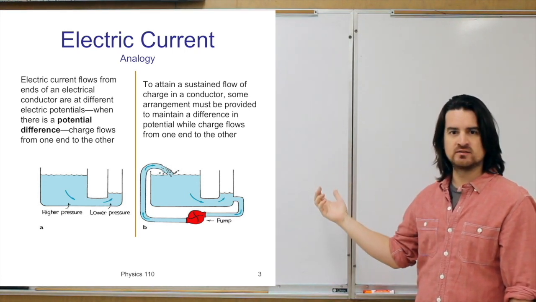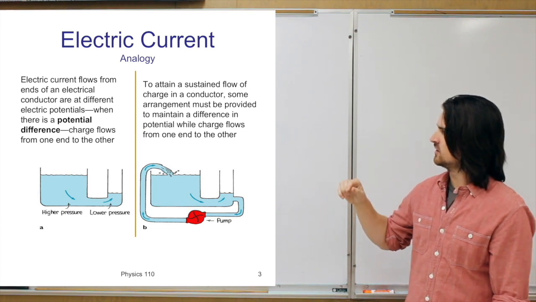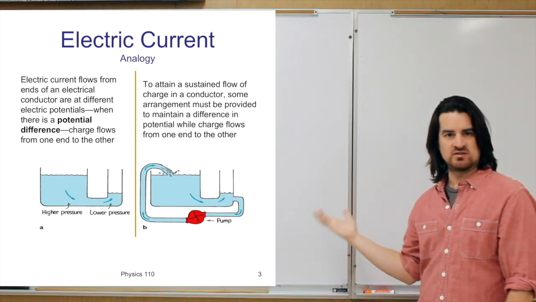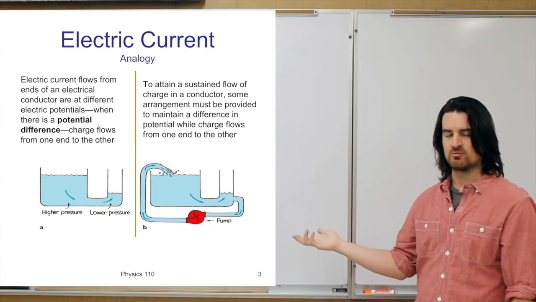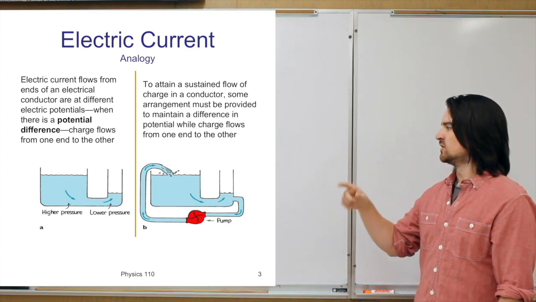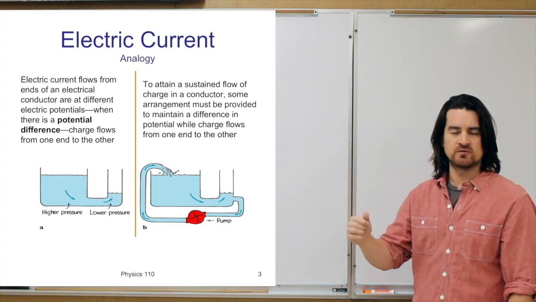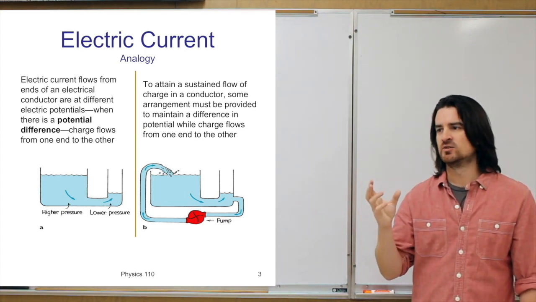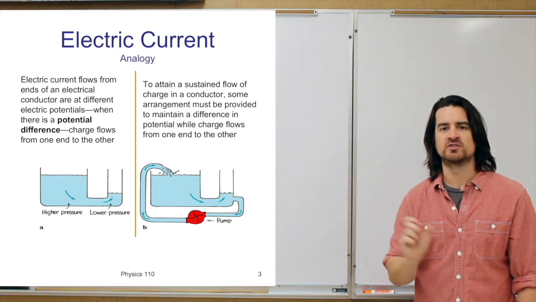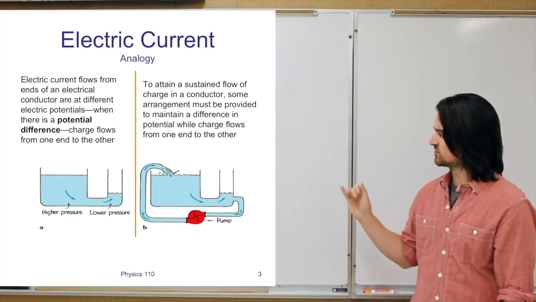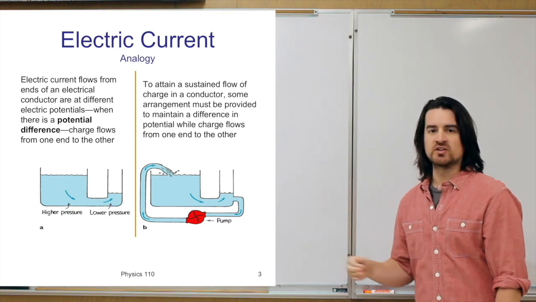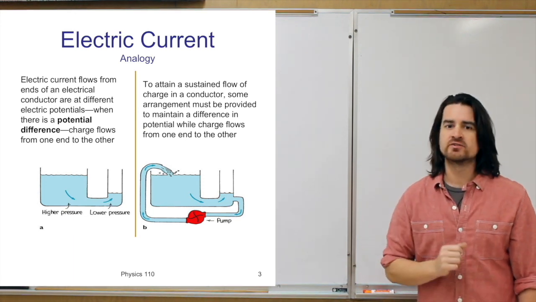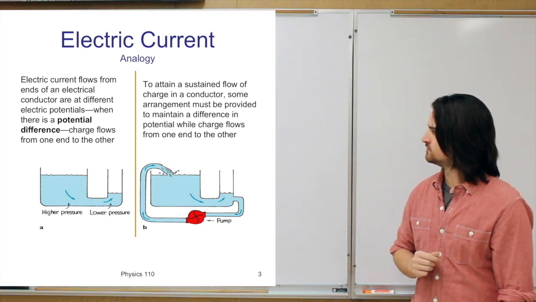The same idea follows that if you want to sustain that electrical current, you have to put something into the system, like a pump in the case of water, to sustain that difference in electric potential. So you need a device that will itself hold a difference in electric potential. Just like the pump does here, we'll see that other things can do that for electric current, like batteries, electric generators, and things like that.